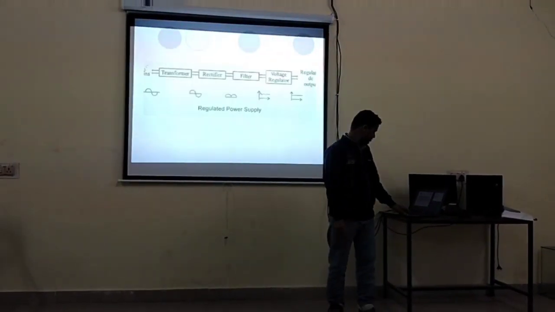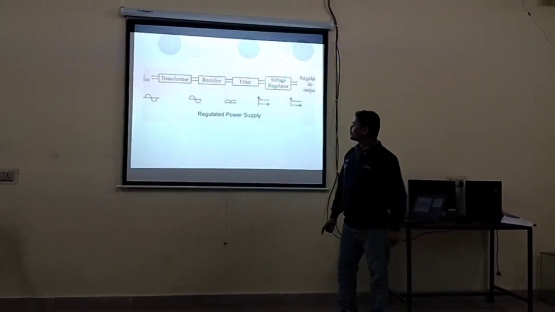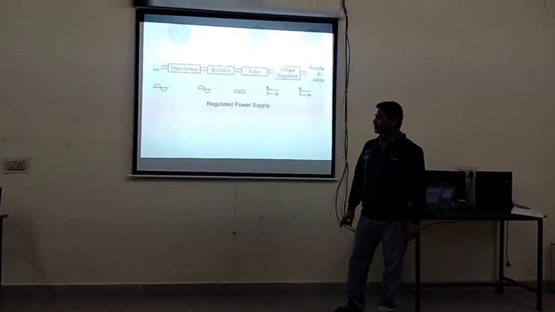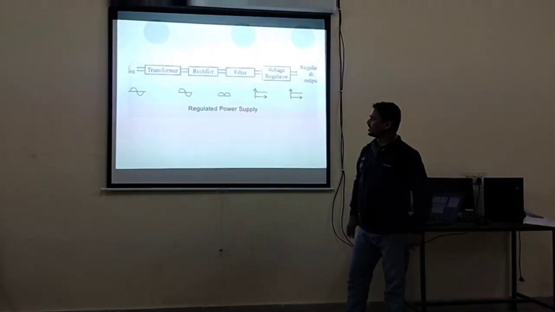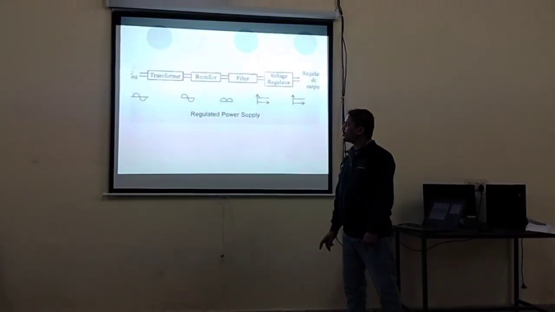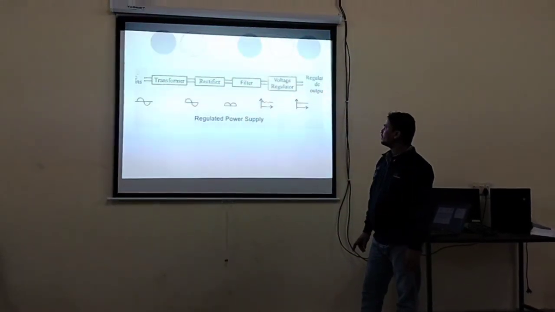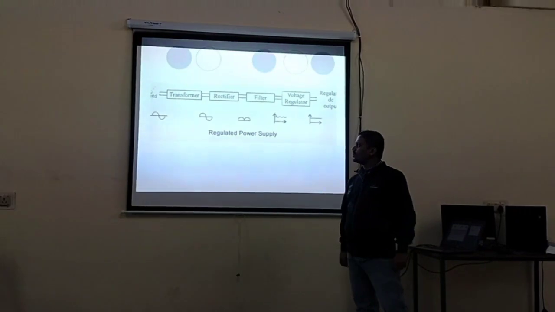Next, this is the regulated power supply. How can we regulate the AC power to DC power? In this block diagram, first block is your transformer, second is your rectifier, third filter circuit, fourth voltage regulator. First AC signal is given to the transformer circuit.